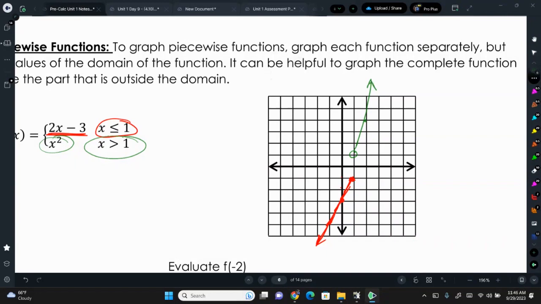It's okay that they don't connect. Very rarely will our piecewise functions connect when we graph them. But we should not have any overlap. We should still pass the vertical line test. If I draw a vertical line, I'm not going to touch both my red and green part, except right here, but we have an open circle and a closed circle. That's okay.